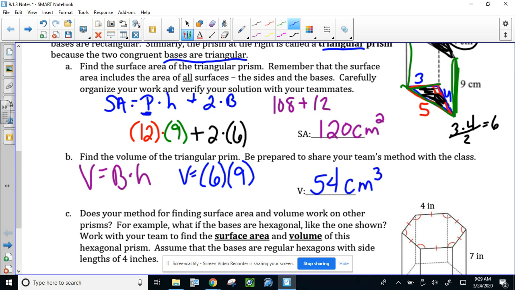And that again is because we have a triangle on the bottom with 6 units, and we are stacking it 9 centimeters tall. So we're just repeating that base area over and over again.